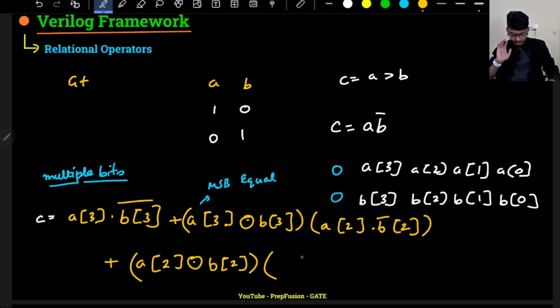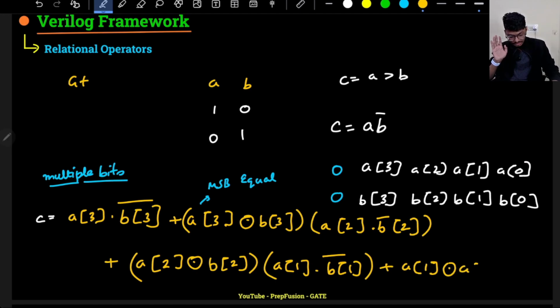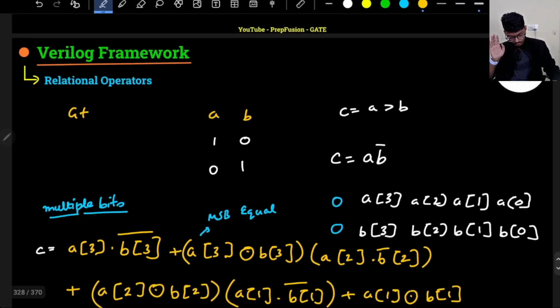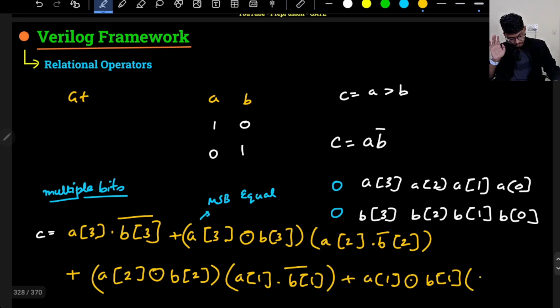So I am moving slowly. A of 1 and B bar of 1, and same for the last case. I will check the next bit. If they are equal, then I will check the last bit, A of 0 and B of 0. Okay, so that is what I will get. So just be careful about this. I will explain now.